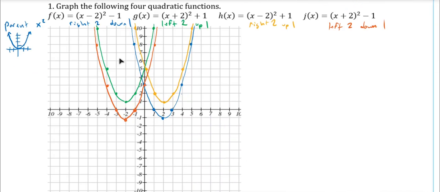So let's start with the blue one. This has gone right 2, down 1. So I think it's easiest to start by taking the vertex, which normally would have been at the origin here, and taking that vertex right 2 and down 1 to make this new position of the vertex here. And then I'll go over 1, up 1, over 1, up 3, over 1, up 5, and I'll make these points. Likewise, on the other side, I'll go over 1, up 1, over 1, up 3, over 1, up 5, and I'll make these points. And once I have those points plotted, I can connect the dots smoothly and make a parabola.